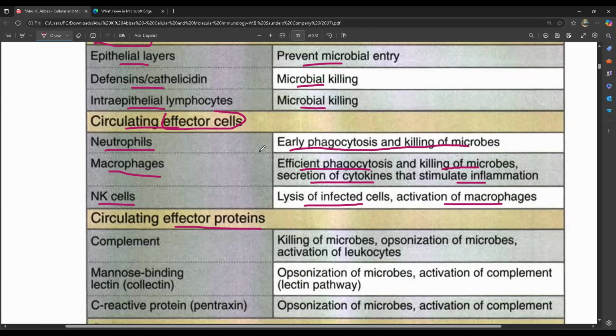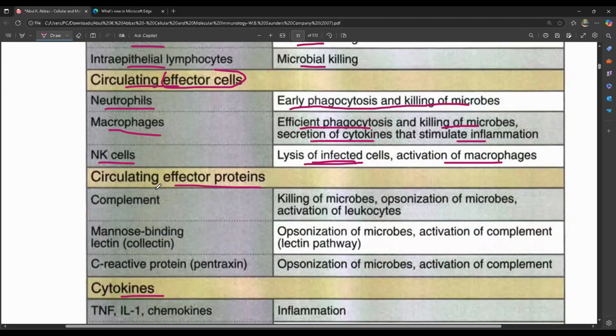So here you can see that these circulating effector cells are neutrophils, macrophages, and natural killer cells. Early phagocytosis and killing of microbes will take place with the help of neutrophils, and macrophages will help in efficient phagocytosis and killing of microbes and secretion of cytokines that stimulate inflammation. Natural killer cells will help in the lysis of infected cells and activation of macrophages.